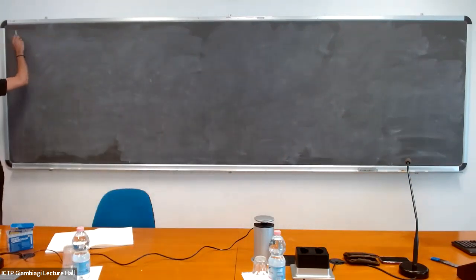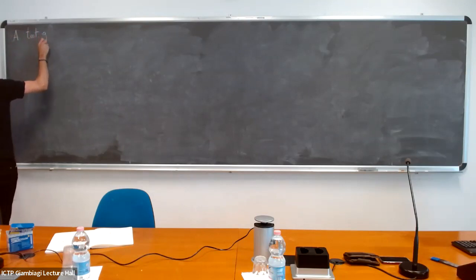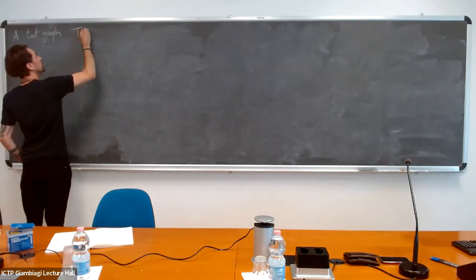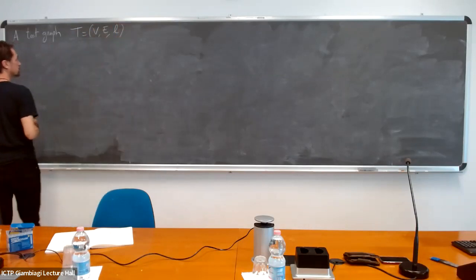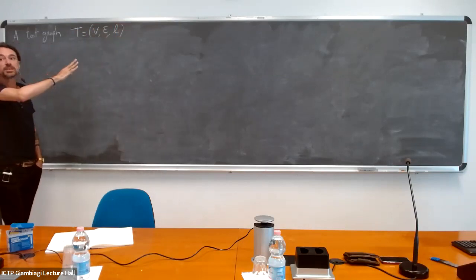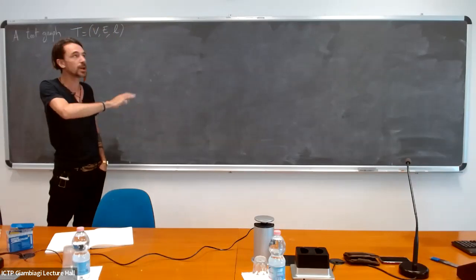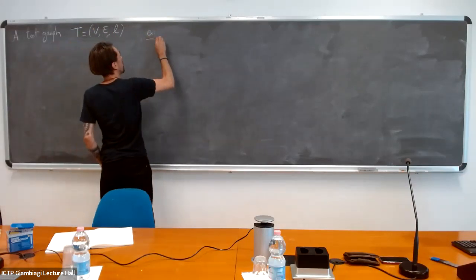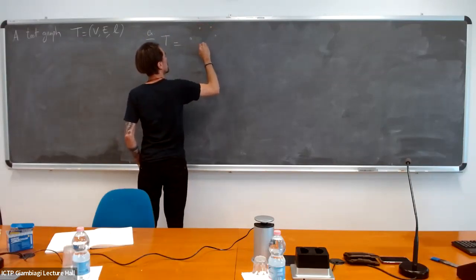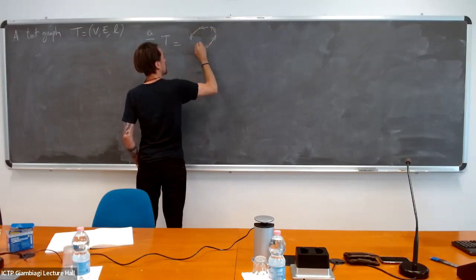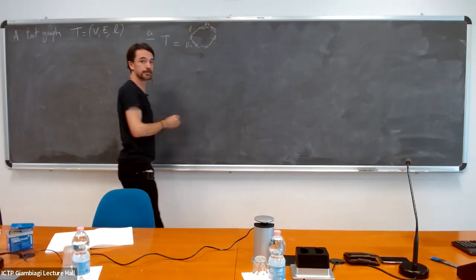I recall a test graph. That's to be thought of as a test function, but it's a graph: T = (V, E) with a labeling function L. So it's a finite, let's say, connected graph for the moment, and L is a labeling function. For example, we were considering a simple cycle with edges labeled L1, L2, up to Ln, right?